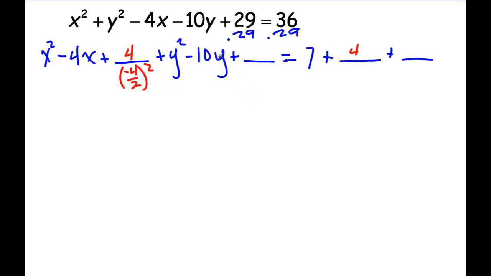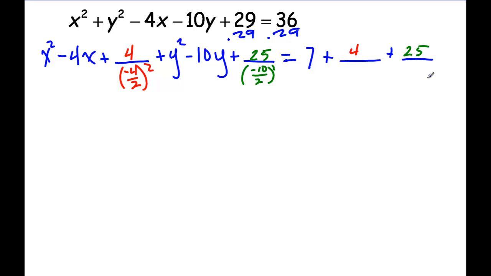So for every blank that's on the left, you need the same number of blanks on the right. Now to fill in this blank, we take the y value and divide it by 2. So that would be negative 10 divided by 2, and then we square it. So that would be 25. And so we also add a 25 back over here.